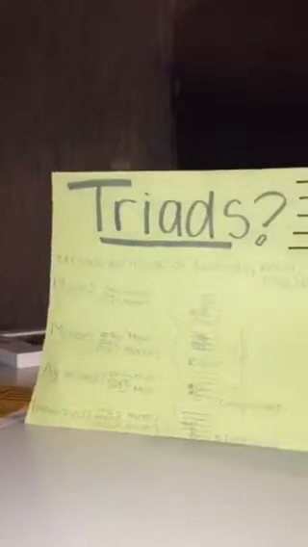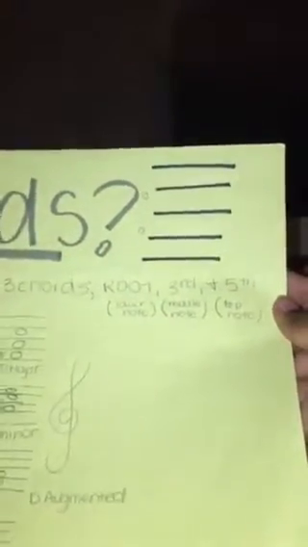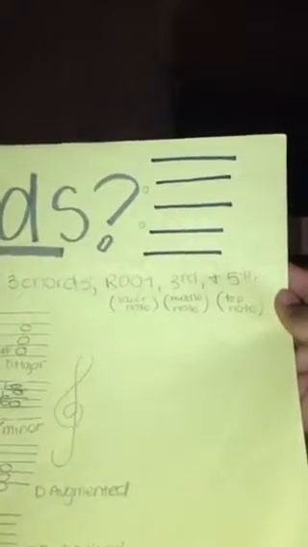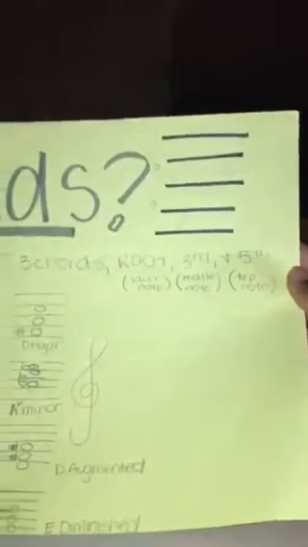The next tricky part are triads. Triads are a little bit difficult, but they're not too bad. Triads are made up of 3 notes: the root, the third, and the fifth. The root is, like I said, always at the bottom. The middle is your third, and the top note is your fifth.